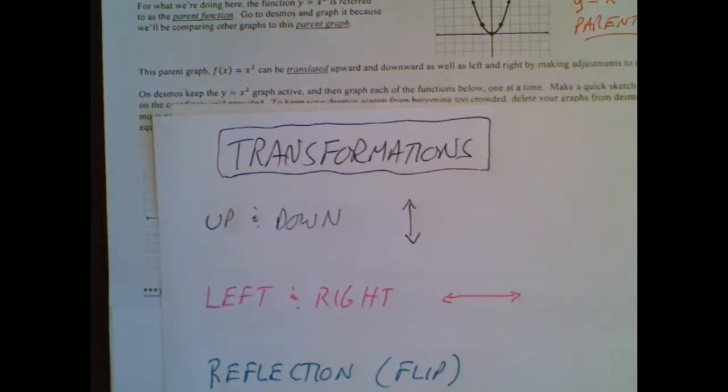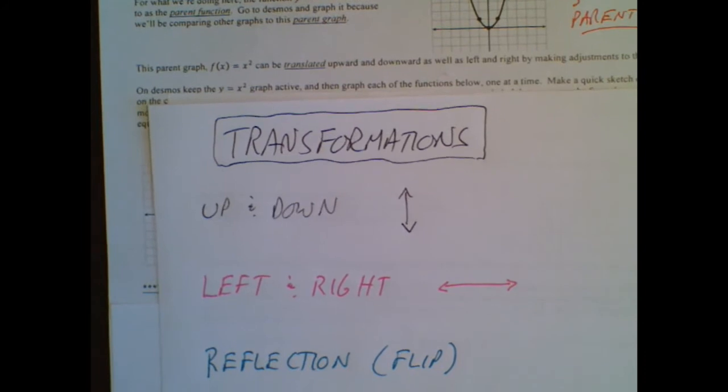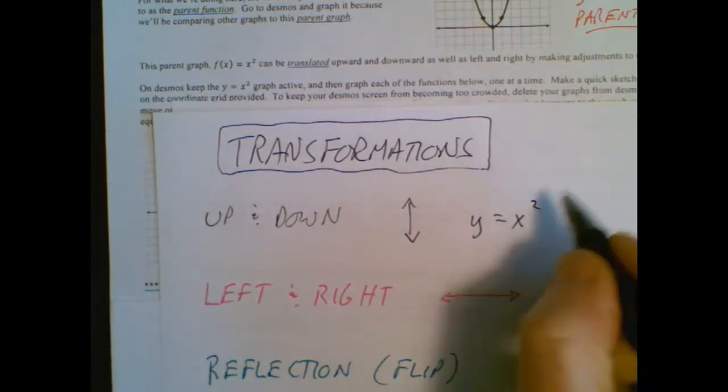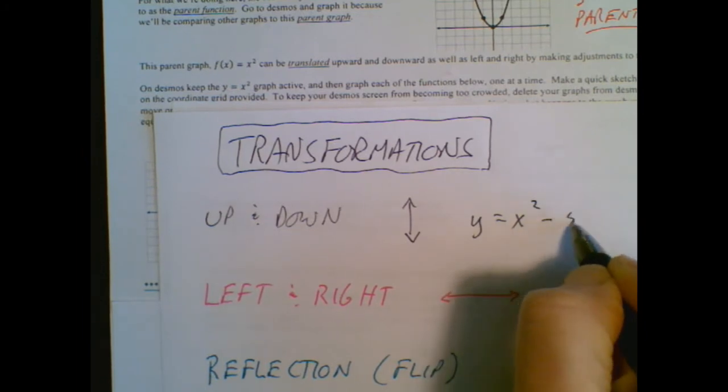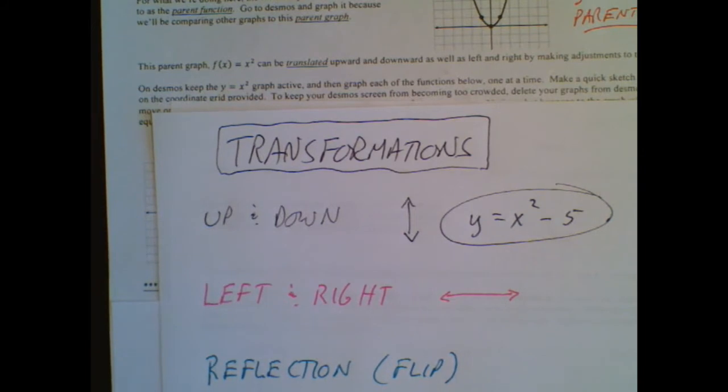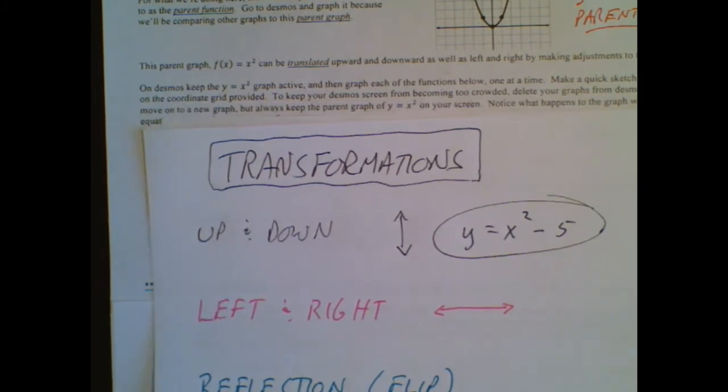So of those items we're looking for, we already know number one: move up or downward by adding something to or subtracting something from your x squared. When I do y equals x squared minus 5, I've just moved the vertex of the parent graph 5 units downward.